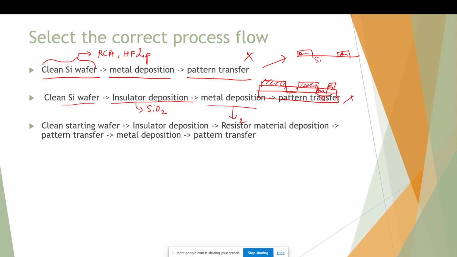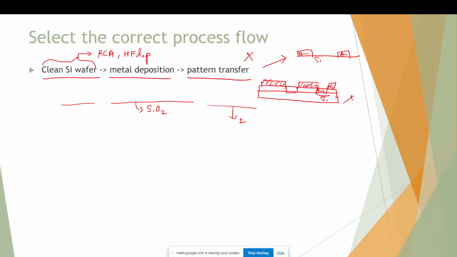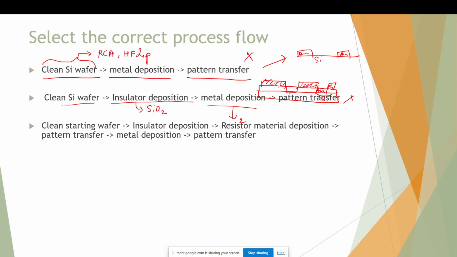So the next one, let us look at this. We have a clean starting wafer. We deposit silicon dioxide or any other insulator on top of it. Then we put a resistive material. This is for making these resistors, this small 2 and this one big one, the 8 kilo ohm resistor. So these we are making using this resistive material.